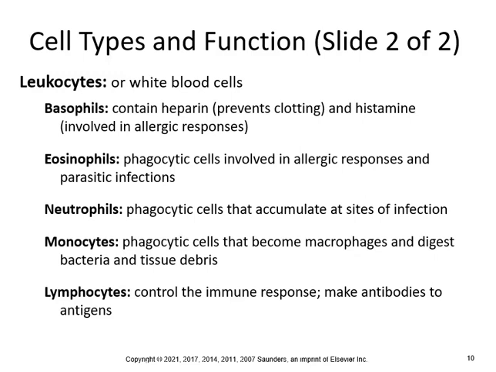Now, neutrophils are phagocytic cells that accumulate at sites of infection, so high neutrophils would indicate some sort of infection in your body. Monocytes, phagocytic cells that become macrophages and digest bacteria and tissue debris. And lymphocytes control the immune response, make antibodies to antigens.